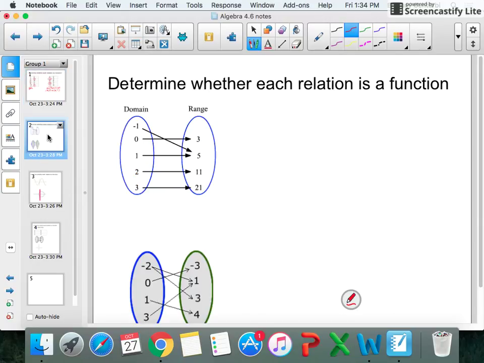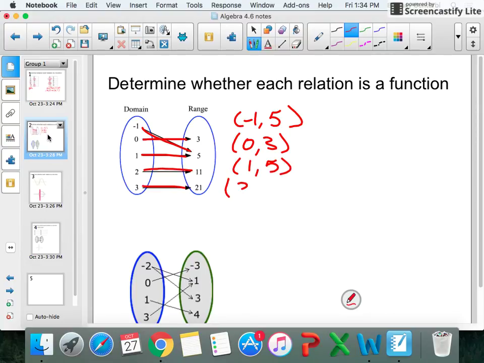Our next examples here are called mappings. Again, we have our domain and our range. These arrows tell us what points they match with. For example, -1 goes to 5, so we've got the point (-1, 5). 0 goes to 3. 1 goes to 5. 2 goes to 11. And 3 goes to 21.